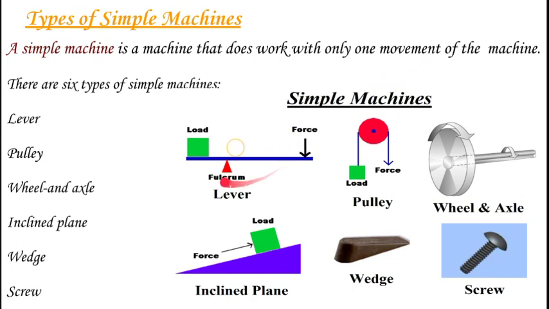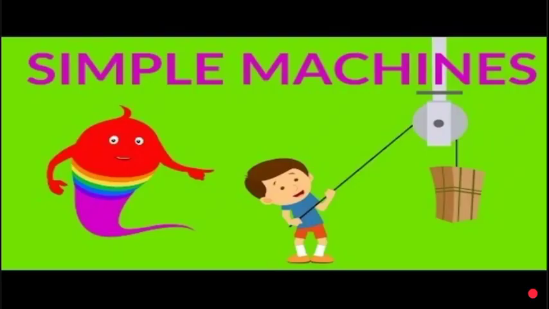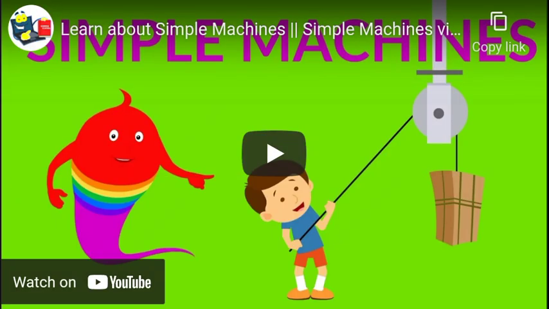This is the lever, this is the pulley, this is the wheel and axle, this is the inclined plane, this is the wedge, this is the screw. So these are the simple machines. Now we are going to know about the 6 types of simple machines.